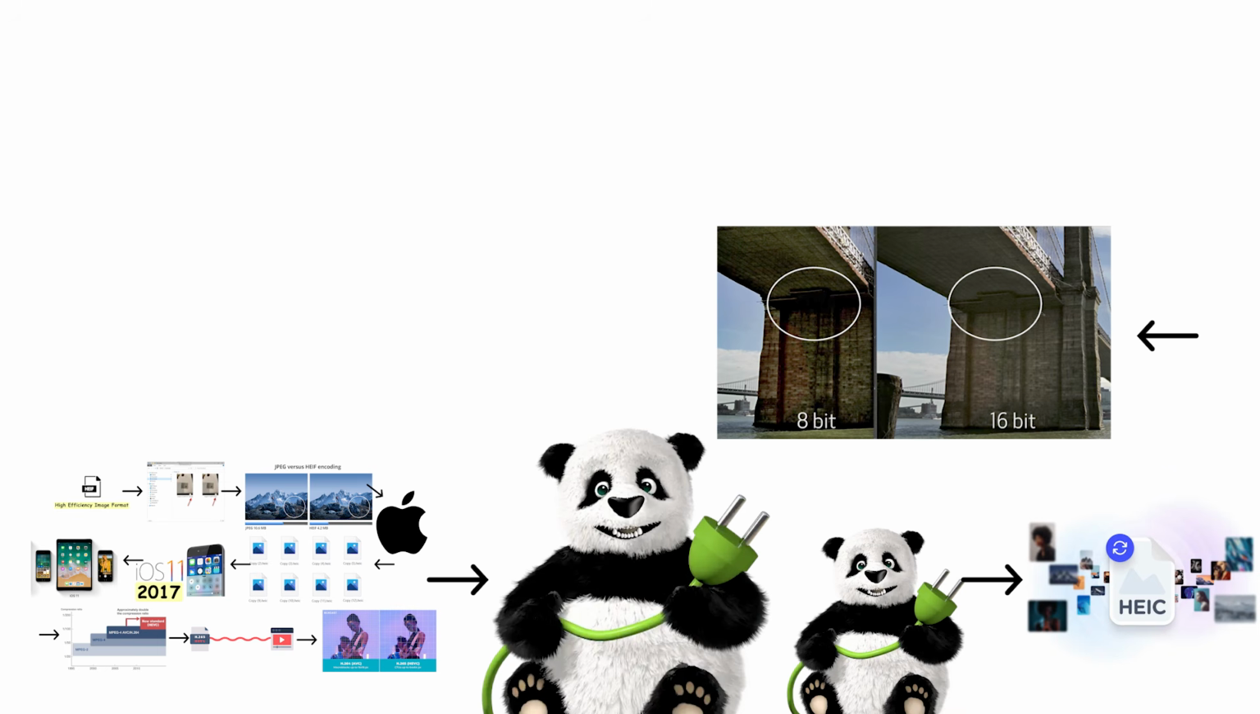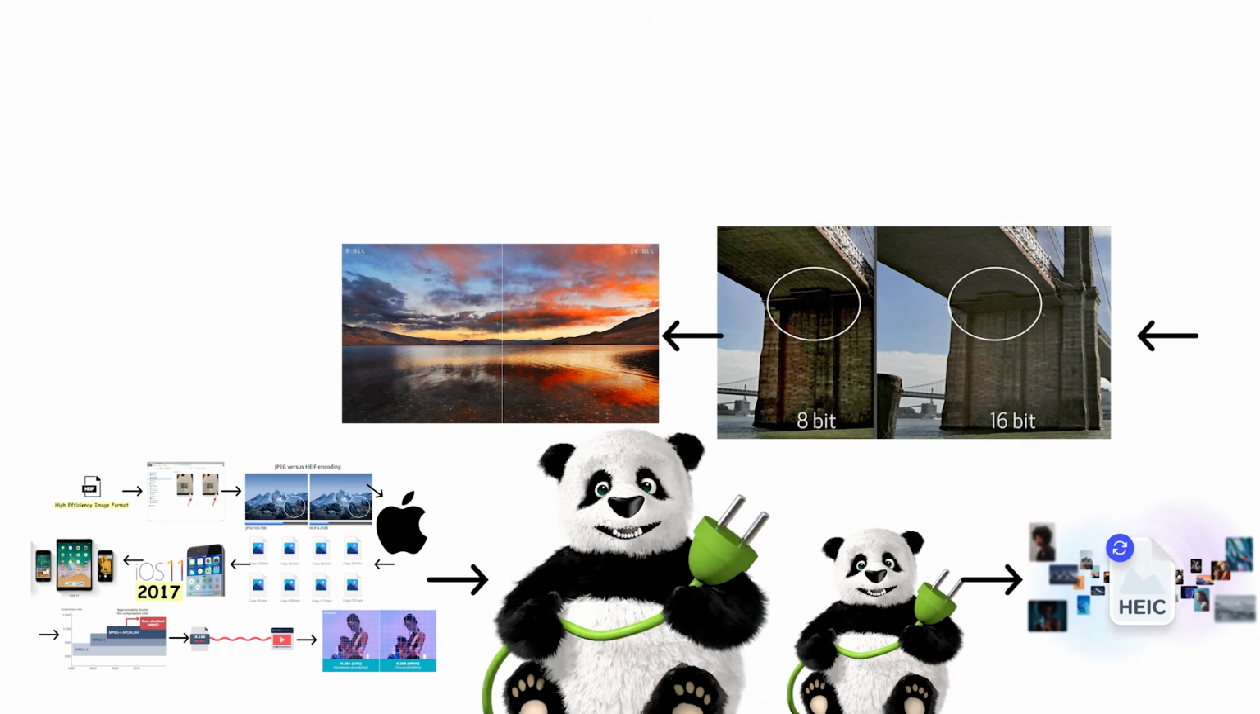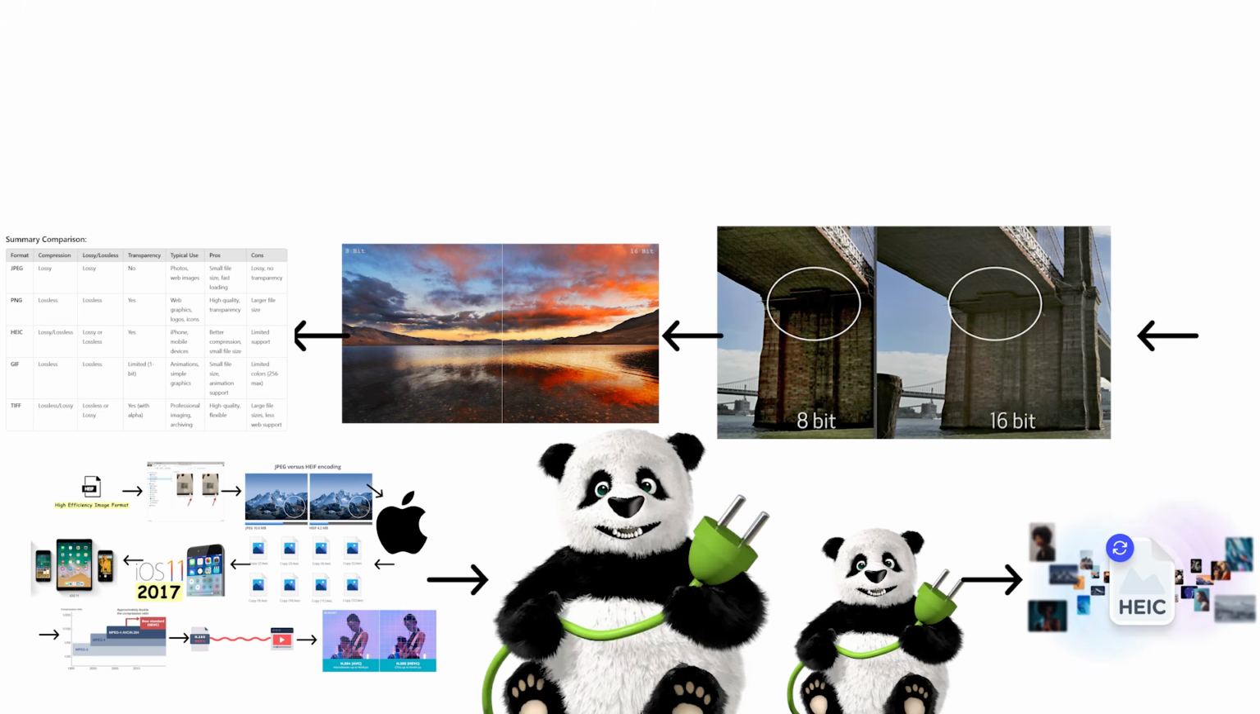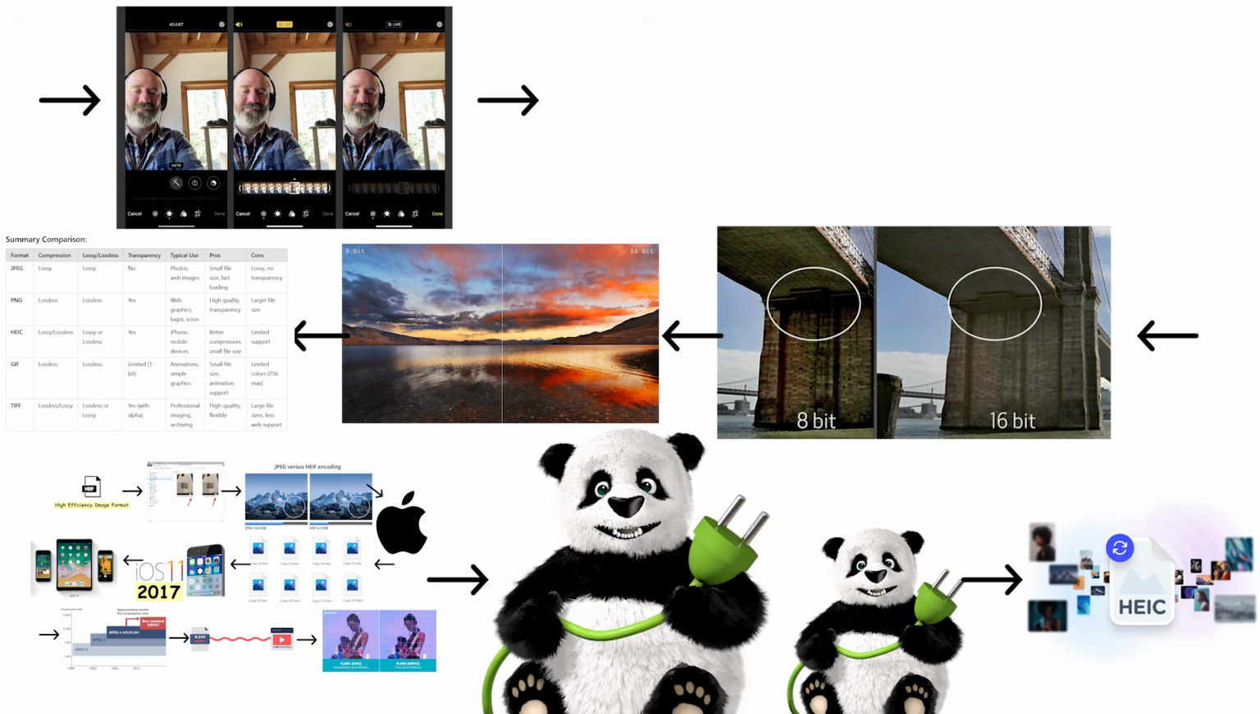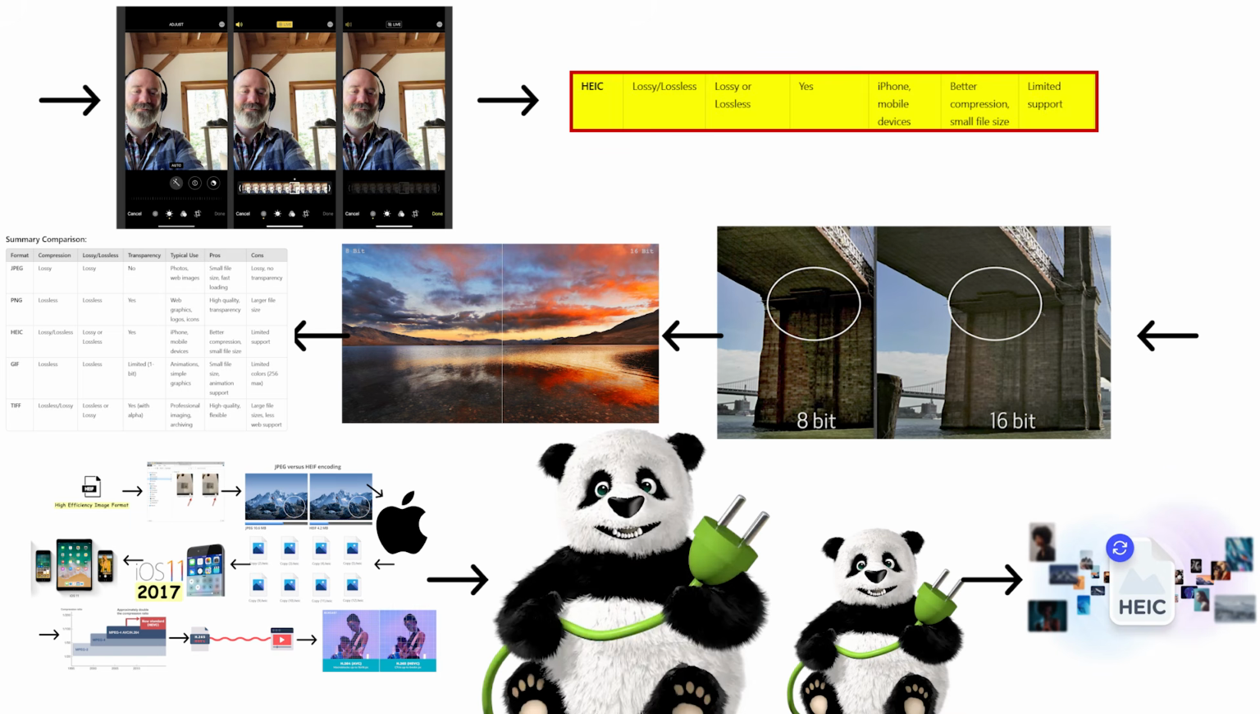HEIC supports 16-bit color depth compared to JPEG's 8-bit, preserving more color information for editing. It also handles transparency and can store multiple images in a single file, which is how live photos work on iPhones. The format supports both lossy and lossless compression.